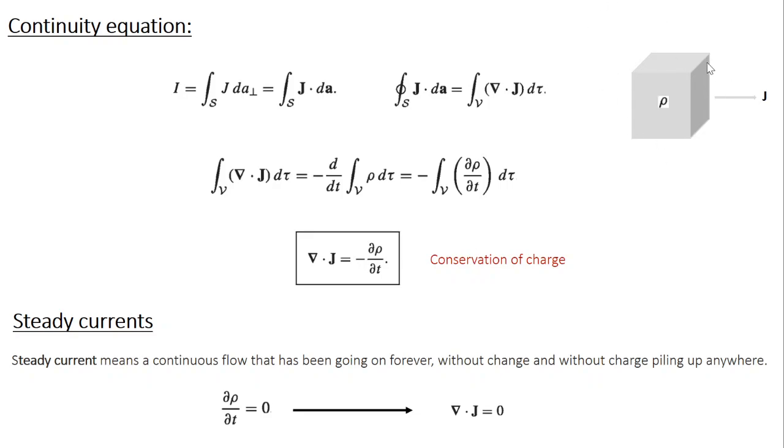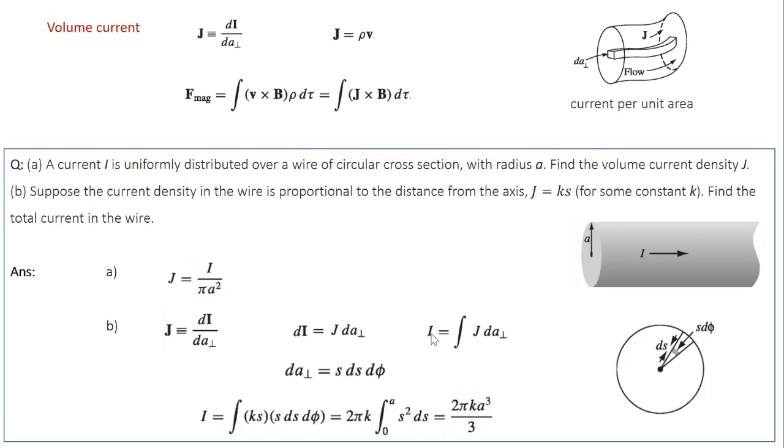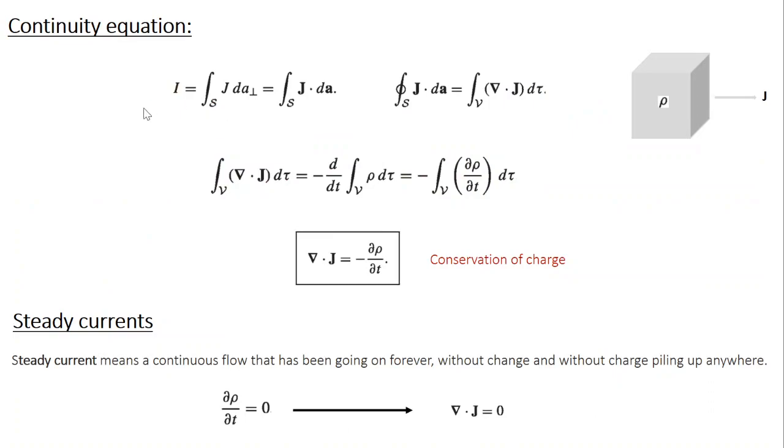Now imagine that you have a three-dimensional region where there is a charge density rho residing. And some of the charges are moving out of this volume. So there is a current flow associated with it. So rho is the charge density and J is the current density originating from this rho. Okay. Now from the definition of current, you can define current I as integral J dA perpendicular. So let's invoke that definition here.